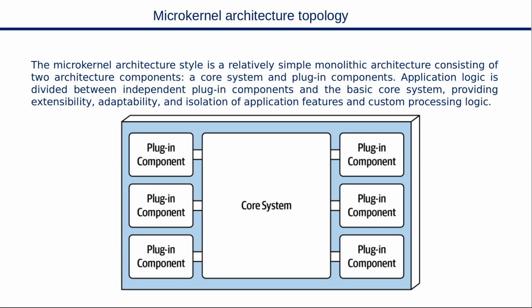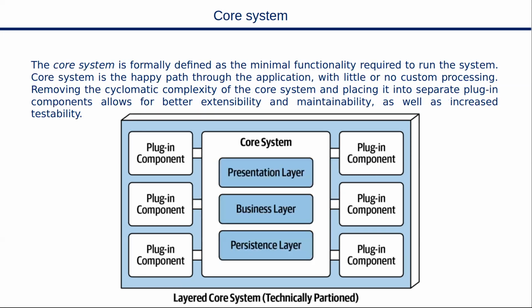What else can we tell about the microkernel architecture? First of all, let's take a look at the core system. The core system is formally defined as the minimal functionality required to run the system. So what should you put inside the core of the system? Something where you are sure that this part will not change. The basic logic, the basic pipeline of functionality, basic things. They should be in the core system. The core system is the happy path through the application.